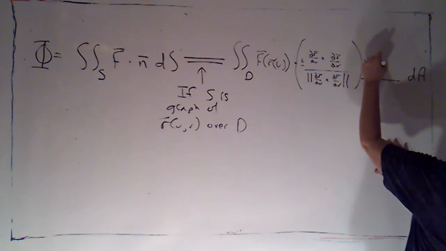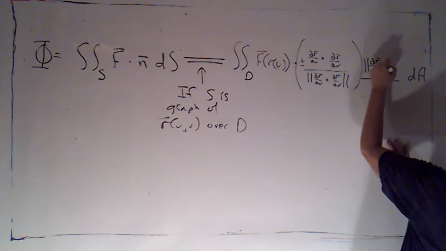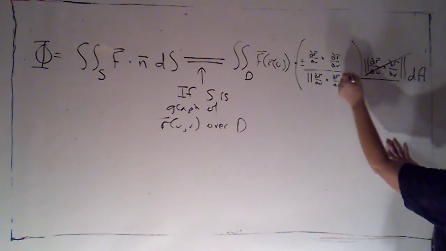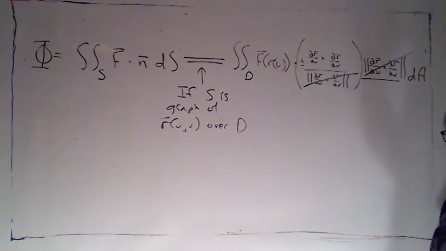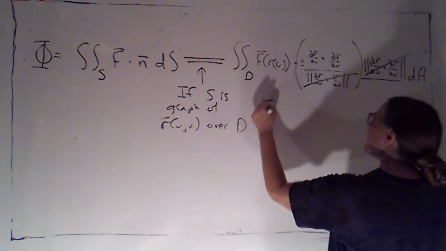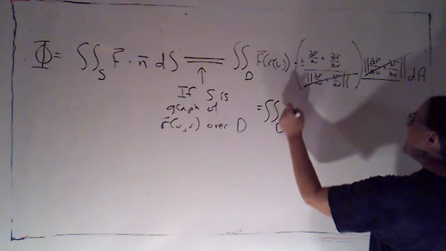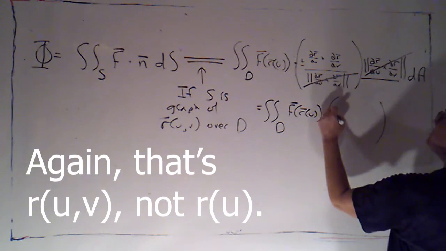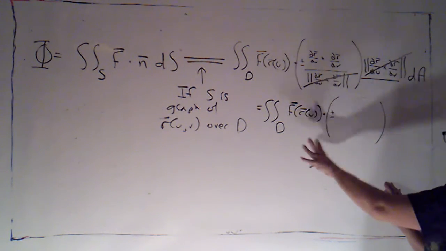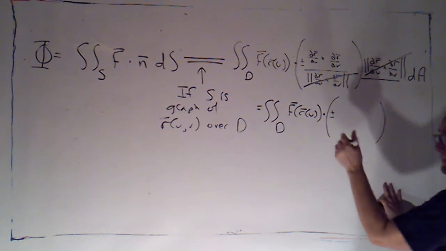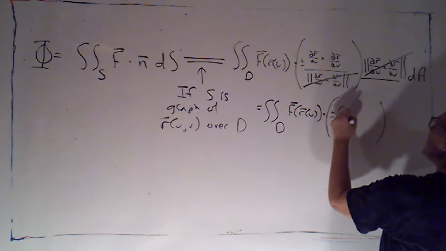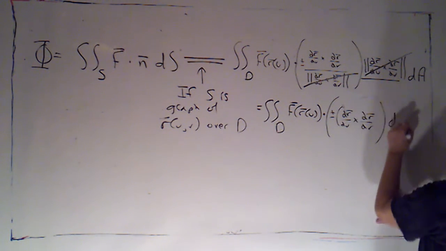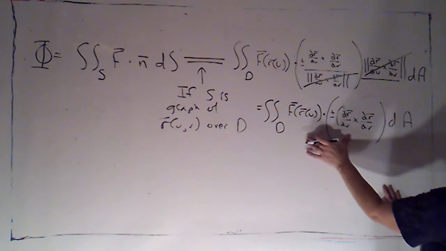My scaling factor is going to be the magnitude of del r del u crossed with del r del v, and oh my goodness, that's going to cancel. So we're going to end up just getting the double integral over D of F of r of u, v dotted with plus or minus, and this isn't you flip a coin or you can use either one, this is you pick the one that's correct, the partial of r with respect to u crossed with the partial of r with respect to v, dA. Very nice.